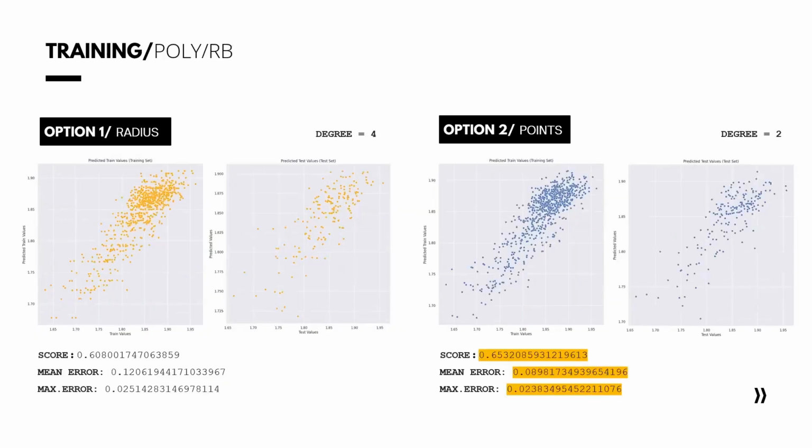After not getting good results, we decided to train the model with a polynomial model. Still lots of noise, as we expected from the very beginning. The training of the radius on the 4-degree scores 0.60, and for the points on 2-degree, we score 0.65 with a mean error 0.08 and maximum error 0.02.